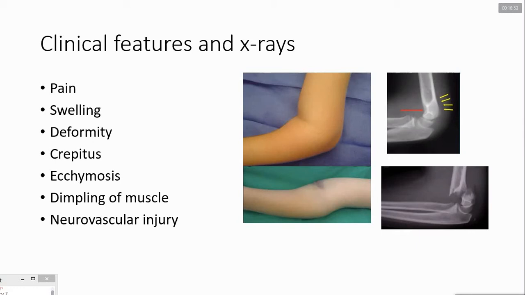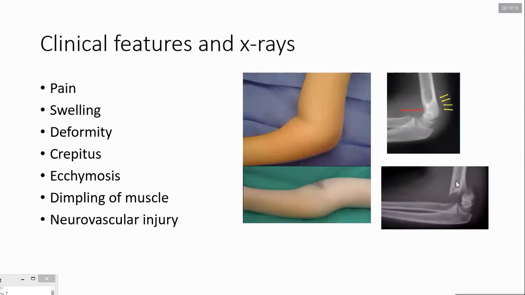Yeah, and crepitus is the grating sensation of the fractured bones when they rub against each other. That can be felt by the child as well as the parents or whoever is handling the fracture. If there is associated neurovascular injury, there can be evident ecchymosis, as you see on the anterior aspect of the elbow. Yeah, the bluish discoloration there.